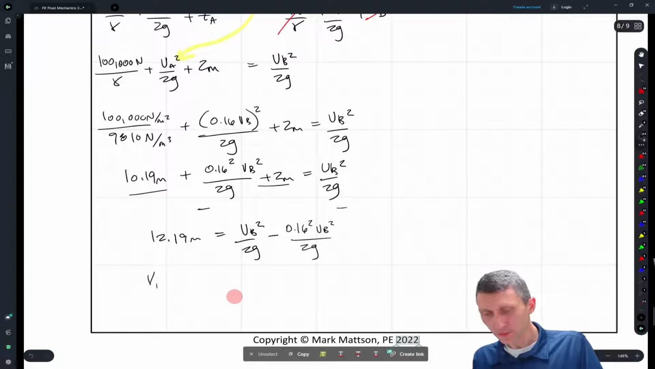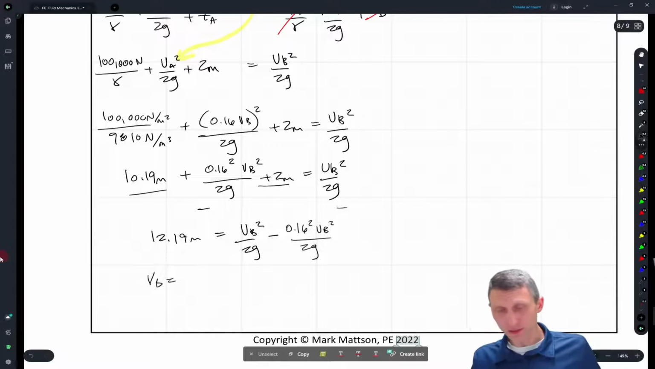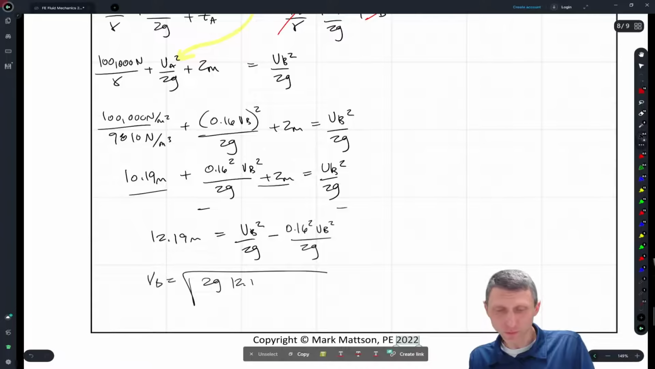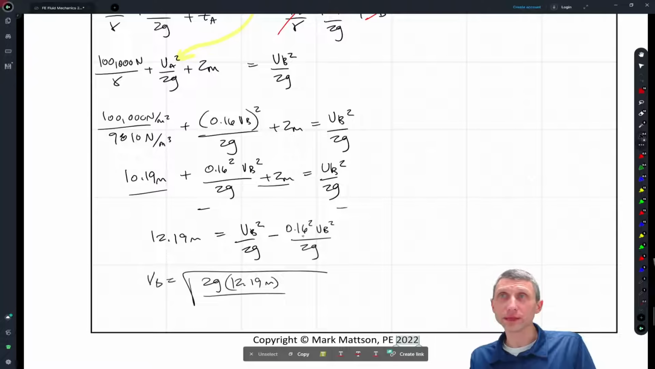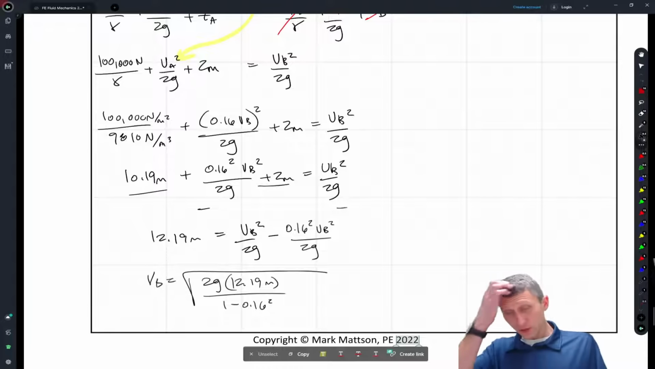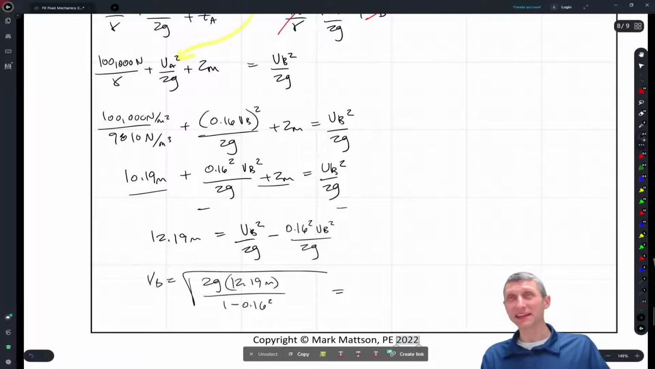So VB is going to equal, and I'm going to skip one step here, but not crazy hard. I'm going to multiply both sides by 2G. I'm going to get the 2G times 12.19 meters divided by, if I factor out that VB squared, I get 1 minus 0.16 squared. Right? So hopefully we can plug all that in.